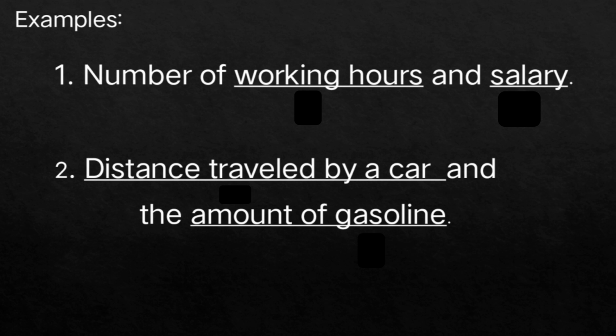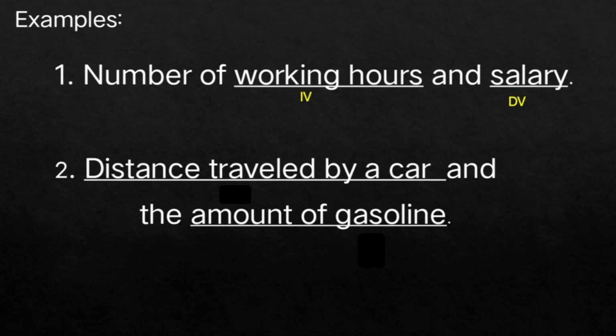Number 1, number of working hours and salary. Now let's identify the independent and dependent variable. Since the independent variable stands alone, our independent variable is the number of working hours, and our dependent variable is the salary, because your salary depends on the number of working hours.